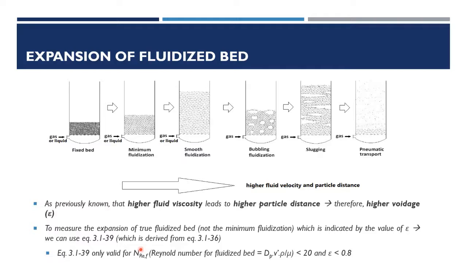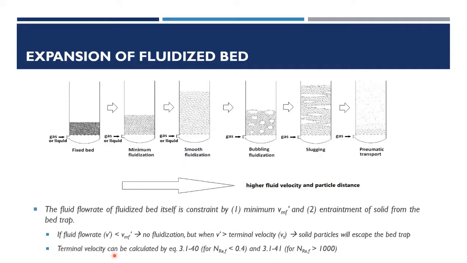But this is a new NRE again. We call it NREF, or Reynolds number for fluidized bed, which can be expressed as dP times Vxn times rho divided by mu. So this must be lower than 20 and the epsilon must be lower than 0.8 for equation 3.139 to be used.